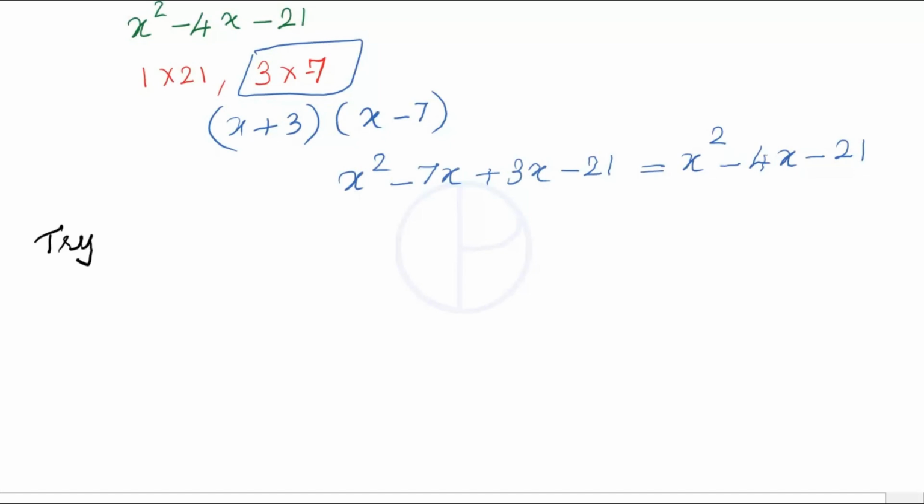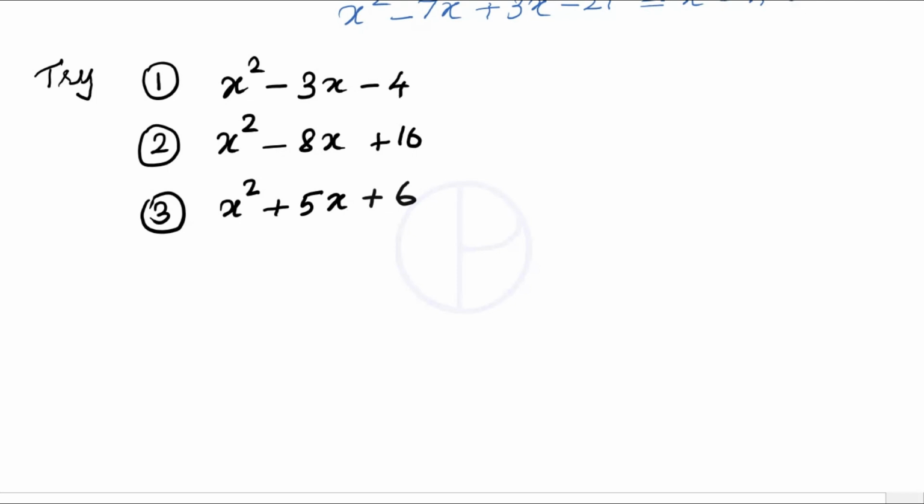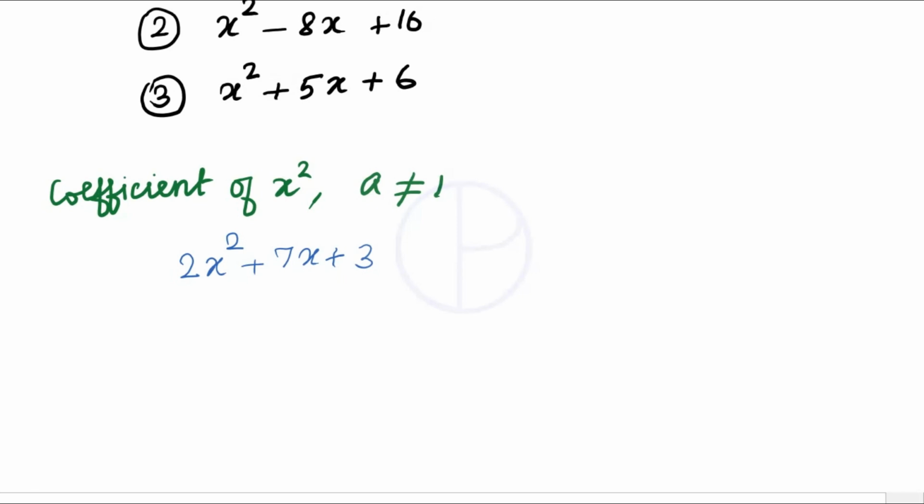Try this question and share your answer in the comment section. Next, consider the case when the coefficient of x square is not 1. Let's try to solve this type of question where the coefficient of x square is not equal to 1. Let's take the example 2x square plus 7x plus 3. Here a is 2 and b is 7, c is 3.